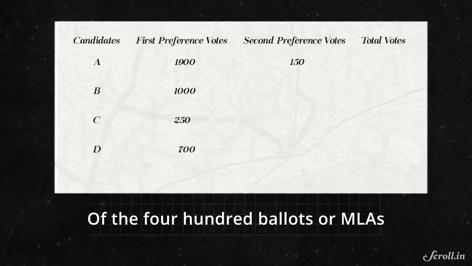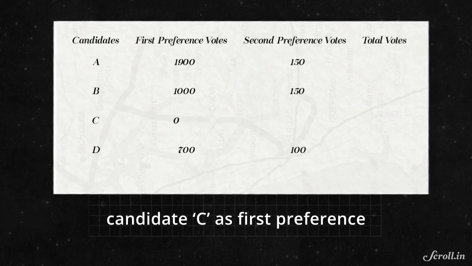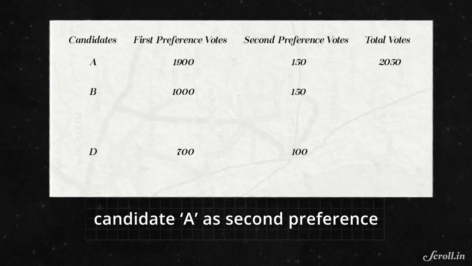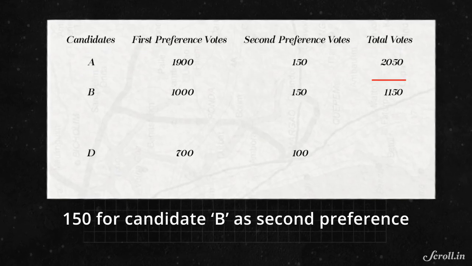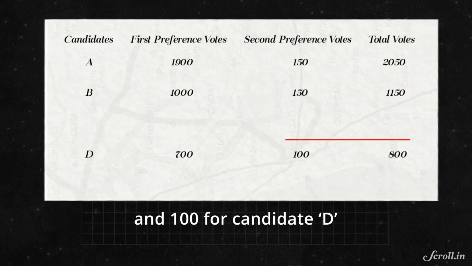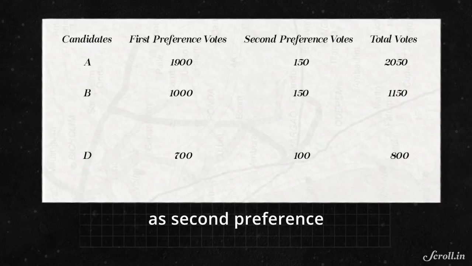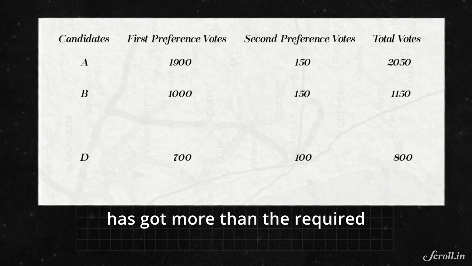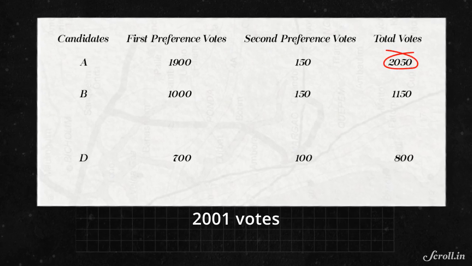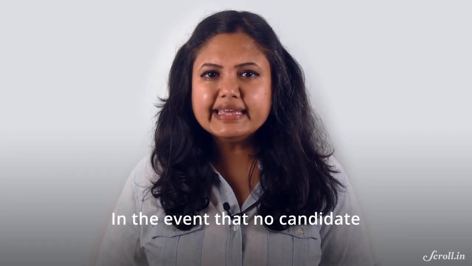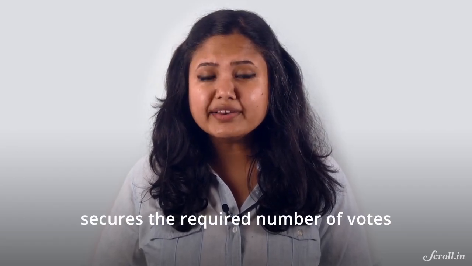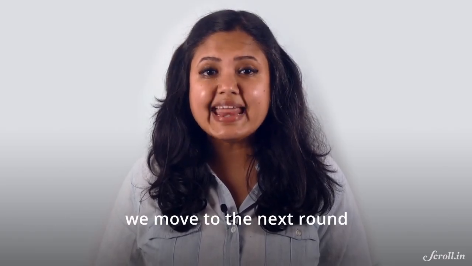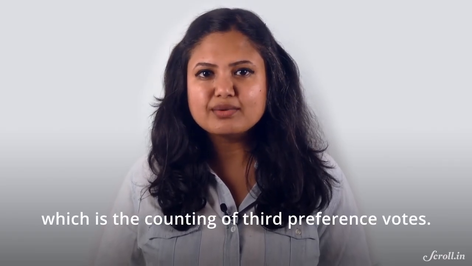Of the 400 ballots who voted for ousted candidate C as first preference, if 150 had voted for candidate A as second preference, 150 for candidate B as second preference, and 100 for candidate D as second preference, this is how the tally would look. Now, candidate A has got more than the requisite 2001 votes and wins the seat. In the event that no candidate secures the required number of votes even after the counting of second preference votes, we move to the next round, which is the counting of third preference votes.